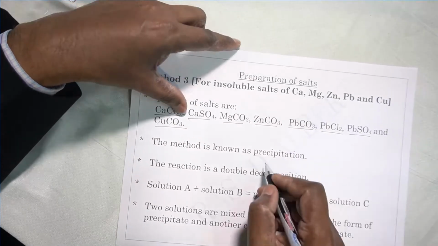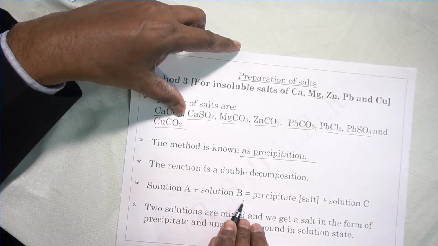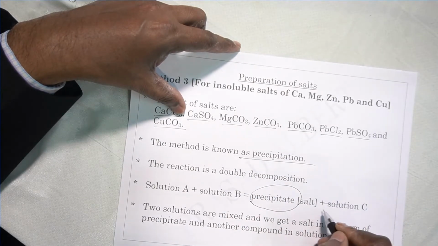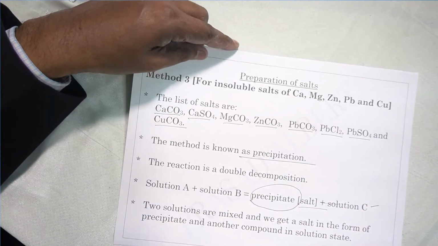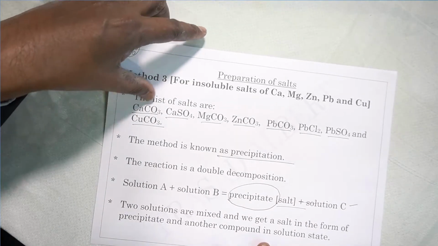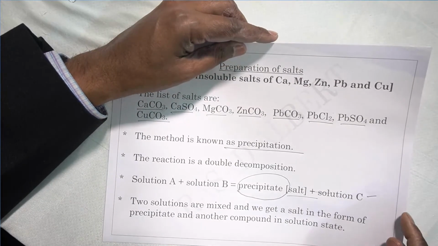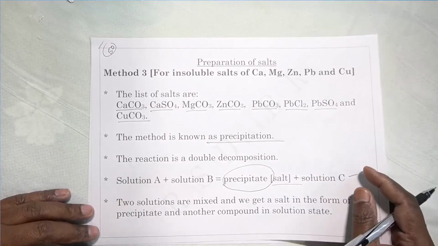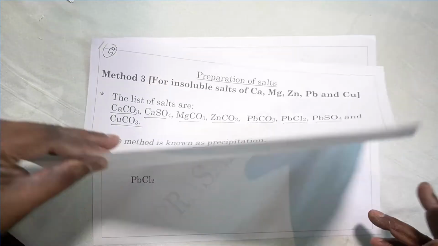The method used is called precipitation, because 2 solutions will be mixed, solution A plus solution B, and one insoluble salt will settle down as a precipitate, and another solution is formed. The reaction involved is double decomposition. Both the solutions exchange their radicals and form the insoluble salt. We get the salt as a precipitate and another compound in the solution state. The precipitate is filtered out, so you can filter and separate the salt.